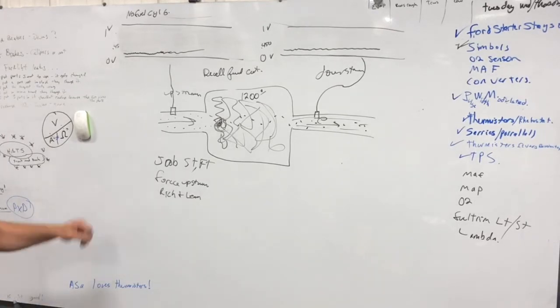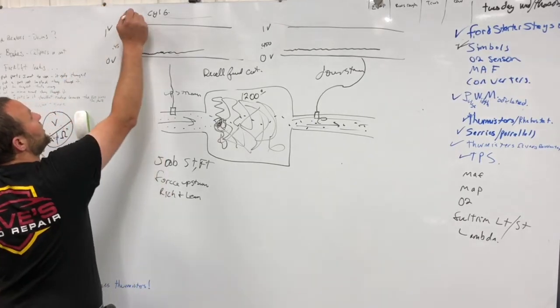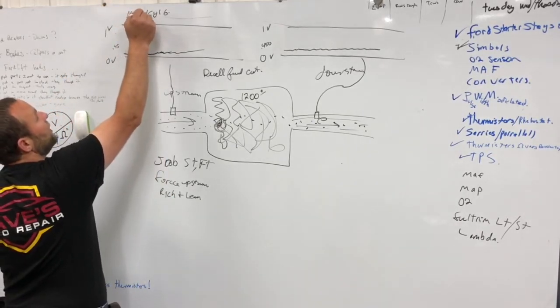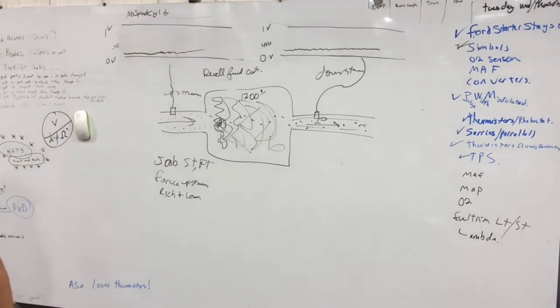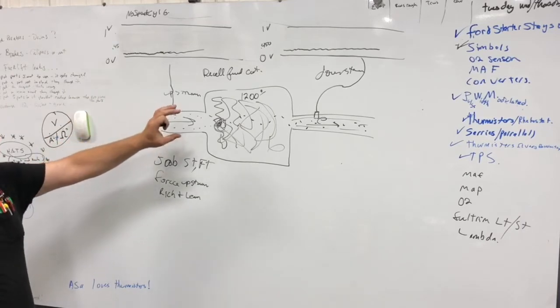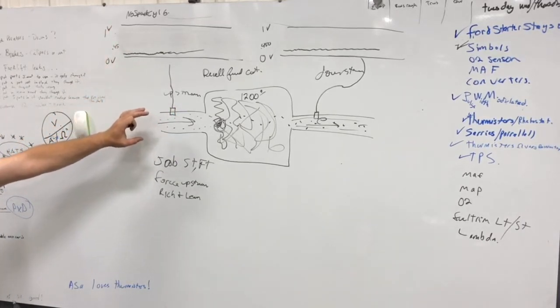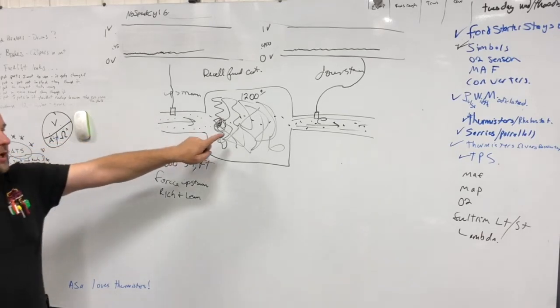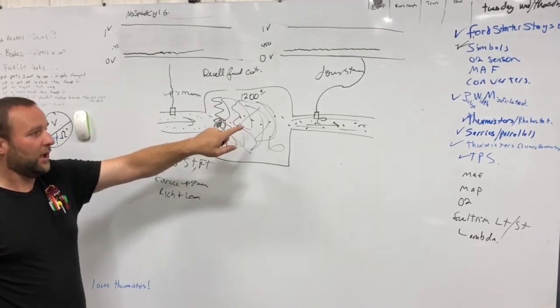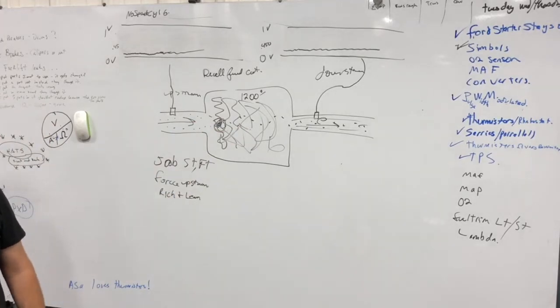Okay, so let's put a spark up here. No spark. Cylinder 6 is misfiring. Now we have the same amount of oxygen in here, but it's got fuel with it. What happens right here when you put oxygen and fuel in a hot cat? What happens to the oxygen?